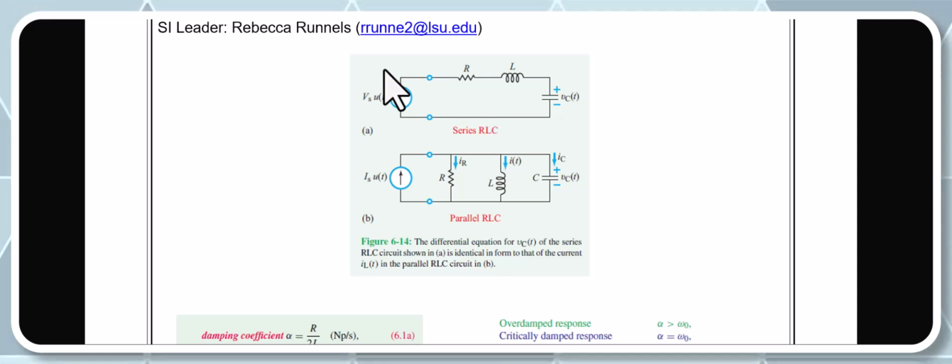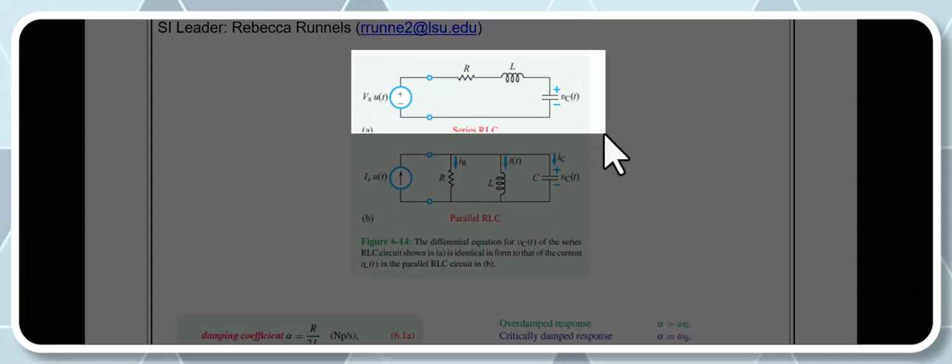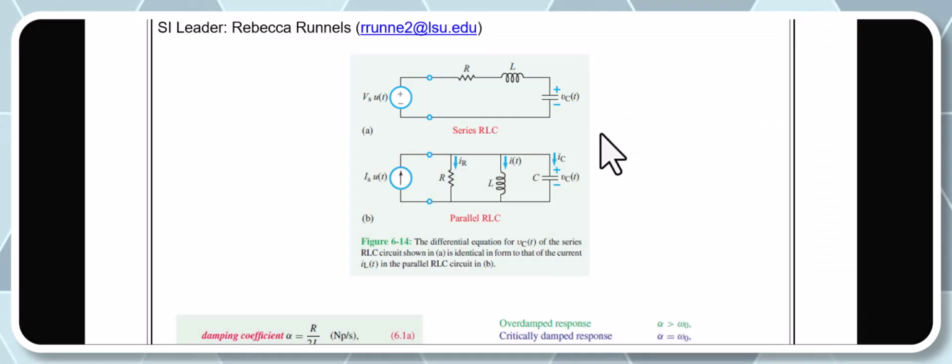some shortcuts that we have, and then later on you're going to also see how you can use Laplace transforms to solve them even easier, which is why the DiffEq class spends so much time with Laplace transforms.